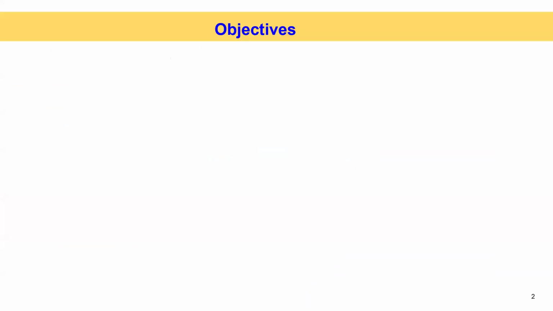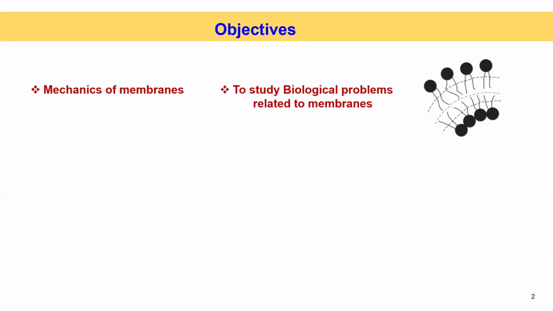Let's start with the objectives. The main objective of our lab is to find out the mechanics related to cellular processes which involve membranes and proteins. By training, I am a biophysicist, and in our lab we solve these biological problems related to membrane.